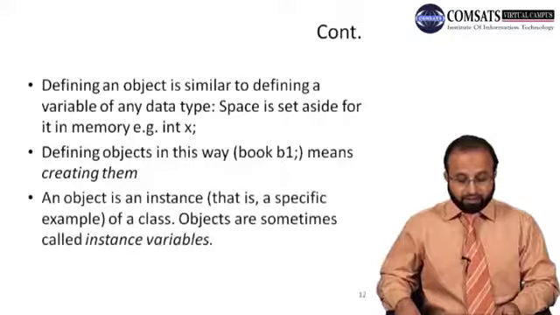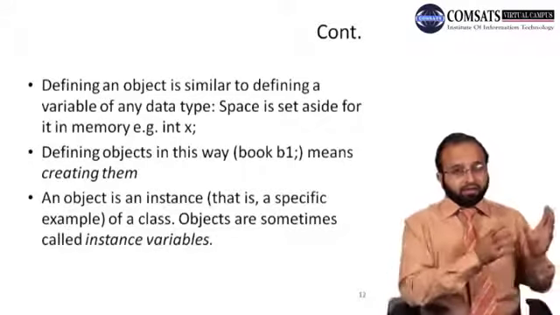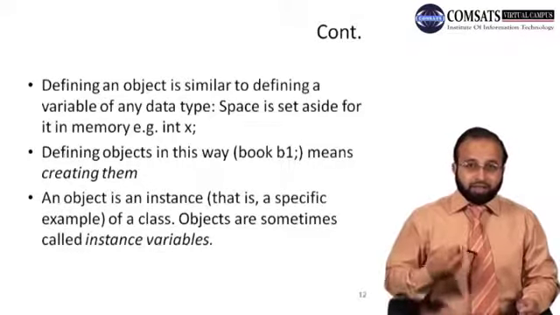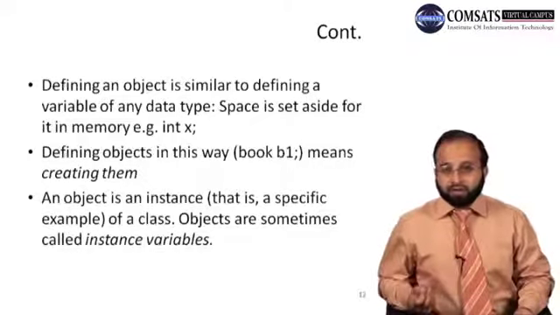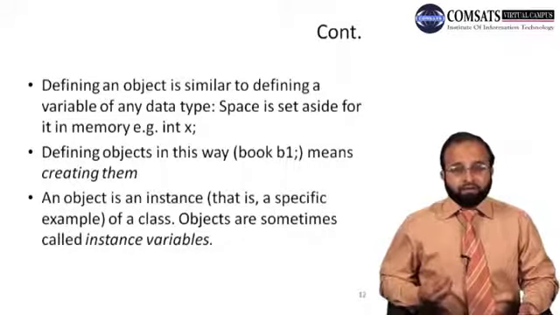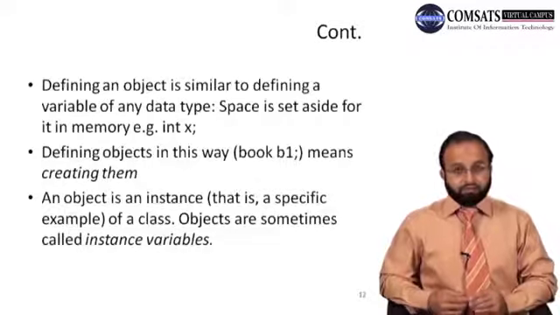An object is an instance, that is a specific example of a class. So we have a class, the car class, and my car is actually an object of the car class. So my car is a specific example of the car class, you can say, right? So objects are sometimes called instance variables.